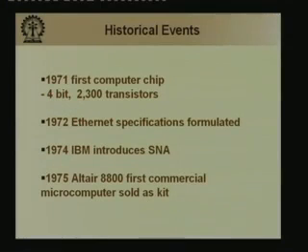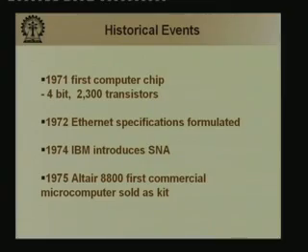Then in 1971 we have the first computer chip. Previous computers were made through very low level gates, but the first 4-bit small computer chip with 2300 transistors became available in 1971. In 1972 Ethernet specifications were formulated.